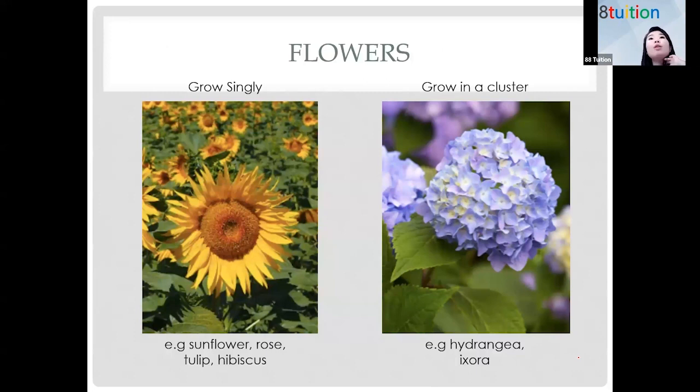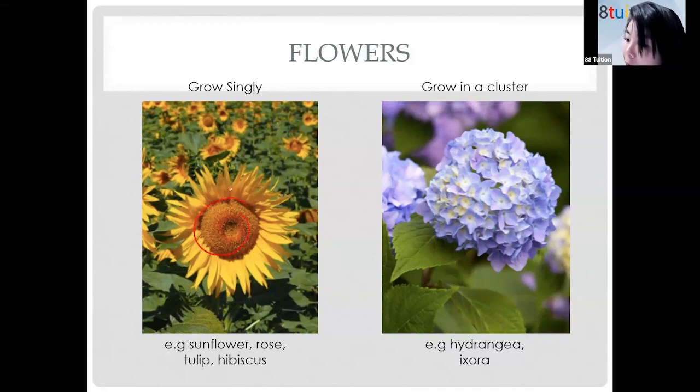I mentioned just now, flowers can either grow singly as one flower on each stalk or in a cluster. So you see flowers that grow singly, examples are the sunflower, the rose, the tulip, and the hibiscus. For flowers that grow in clusters, this is a hydrangea. The ixora is basically a bunch of red flowers. You tend to see them quite a lot in Singapore. Also, one thing that I would like to draw your attention to is the size of the flower.